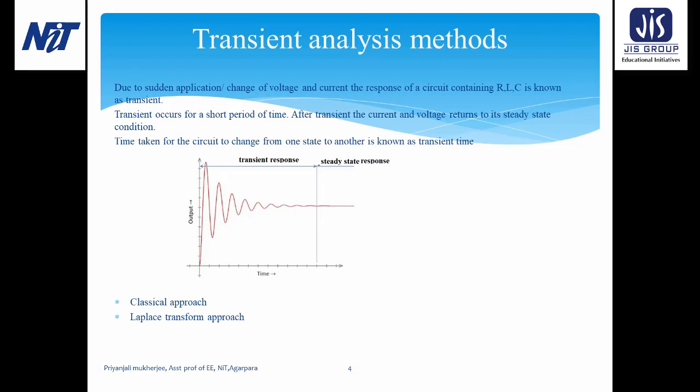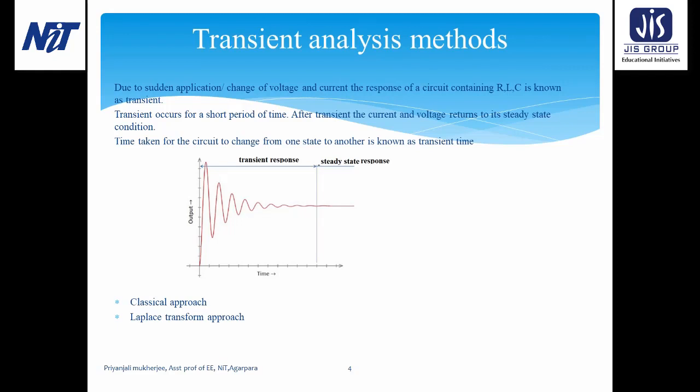So a circuit having the constant source, and if the current and voltage does not change with the time, then the circuit is in the steady state. And if due to change in the excitation the current or voltage changes from one state to other state, then the circuit is known as in the transient state. The time taken for the circuit to change from one state to another state is known as the transient time.